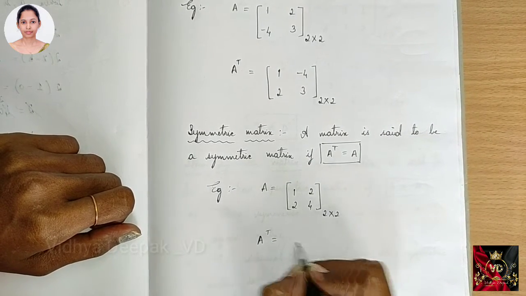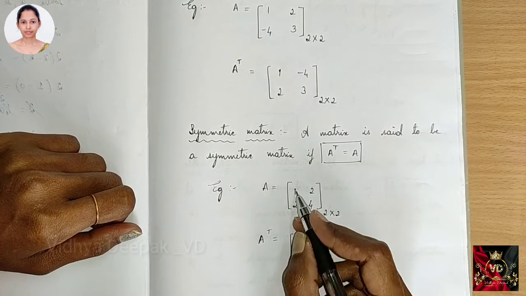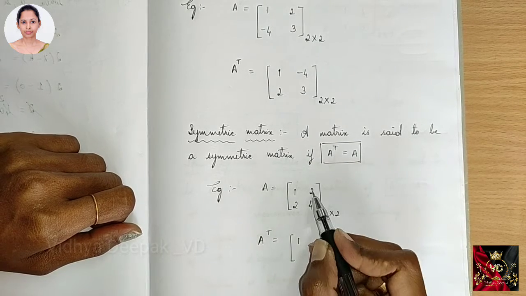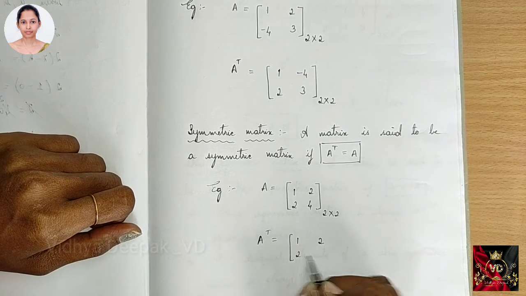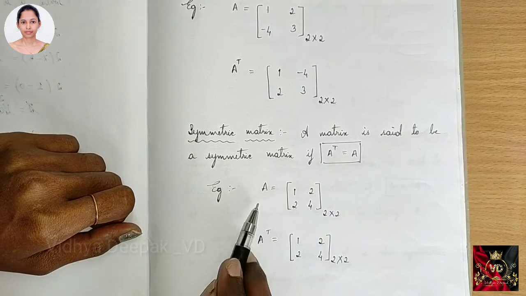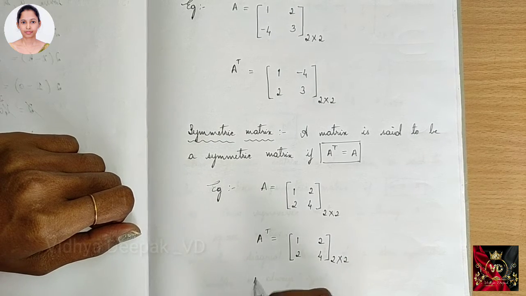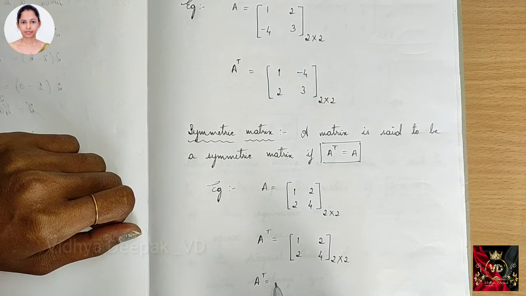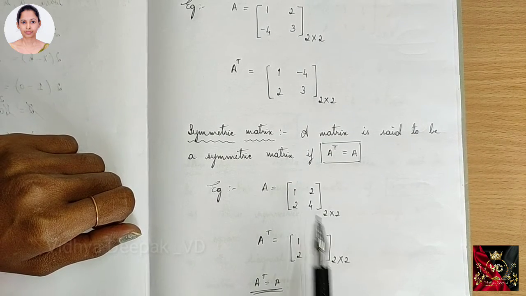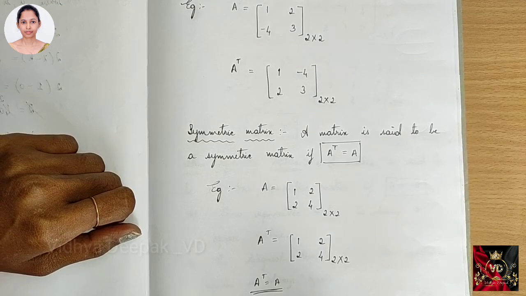What is A transpose of this? It is column becomes row. So 1, 2 column becomes 1, 2 row. 2, 4 column becomes 2, 4 row. So here you can see A transpose is equal to A. How will you say A transpose is equal to A? So in order to say that, we should see what is the condition for the equality of matrix.